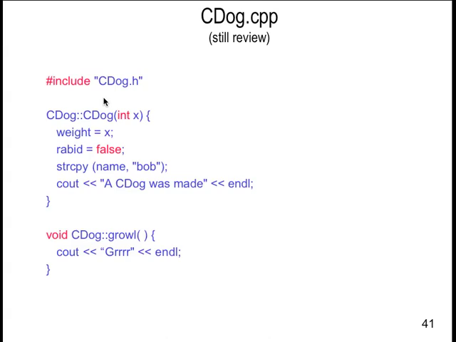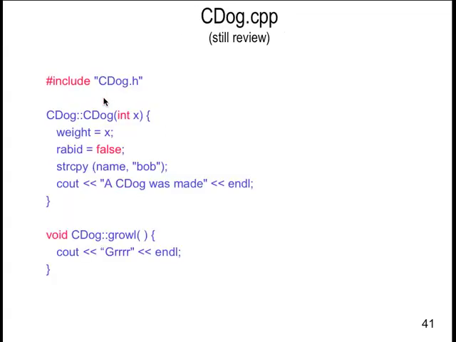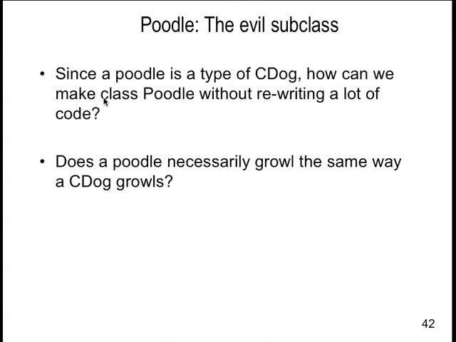It doesn't really matter. In this example, this is the review actually, we had a dog that we created with a .h, and we had a .c++ file that implemented some of the functionality. Then we looked at the concept and said, well, we've got a C dog, but now we have a poodle. Remember the evil poodle subclass that yips and doesn't growl.